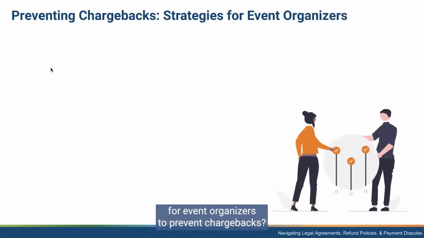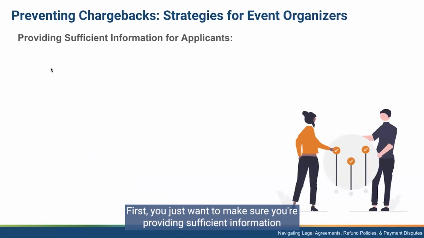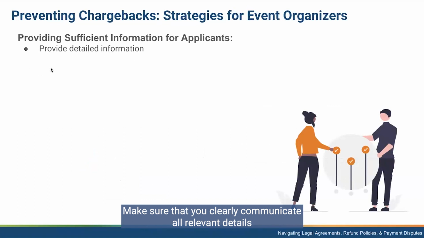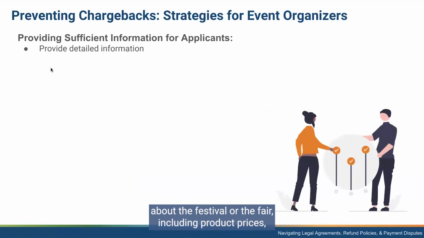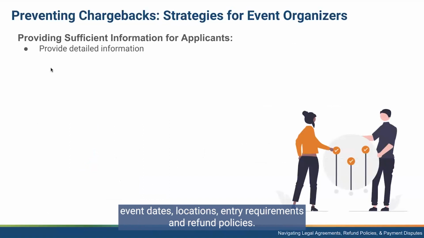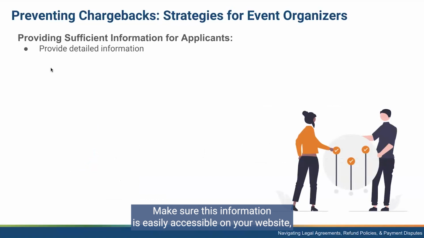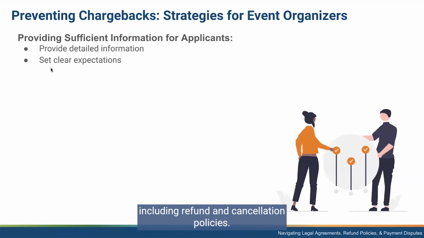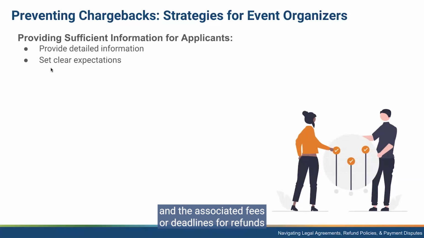So, what about some strategies for event organizers to prevent chargebacks? First, you just want to make sure you're providing sufficient information for applicants. So this includes providing detailed information. Make sure that you clearly communicate all relevant details about the festival or the fair, including product prices, event dates, locations, entry requirements, and refund policies. Make sure this information is easily accessible on your website, on your ZAPP event details page, anywhere else you have this information listed. This also includes setting clear expectations, so outline terms and conditions of purchases, including refund and cancellation policies. Make sure customers understand the process and any associated fees or deadlines for refunds.